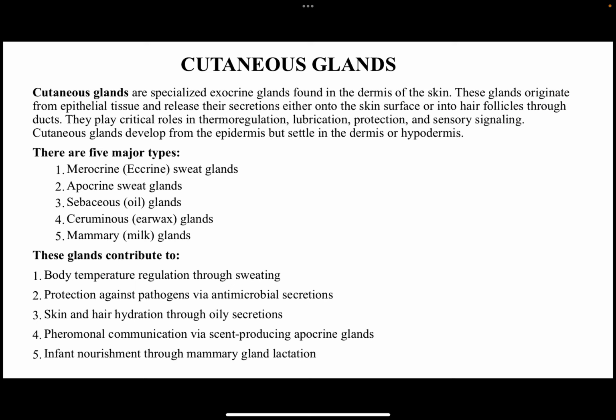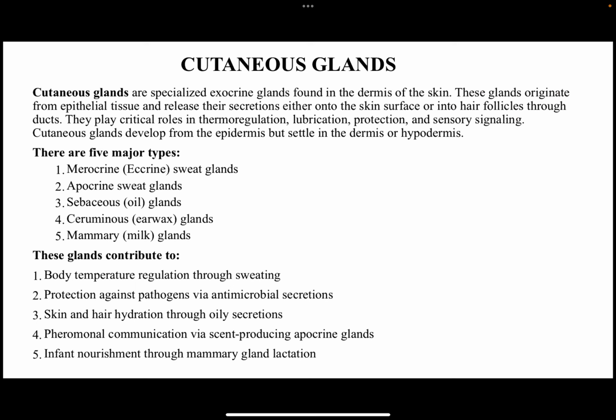There are 5 major types of cutaneous glands. We have the merocrine glands, or what we call the eccrine or sweat glands. We have the apocrine glands, or apocrine sweat glands. We have the sebaceous or oil glands. We have the ceruminous or earwax glands. We have the mammary or milk glands.